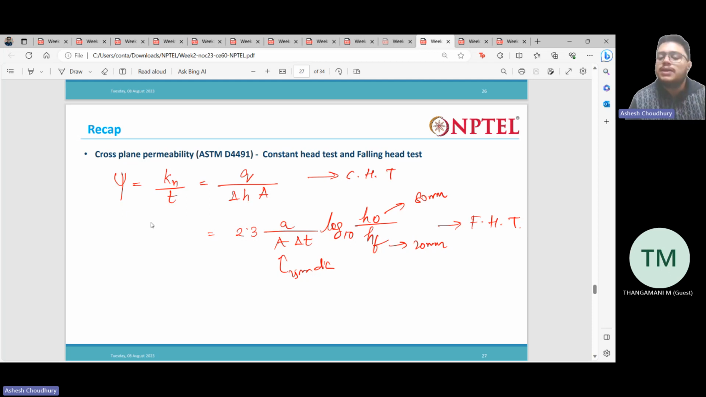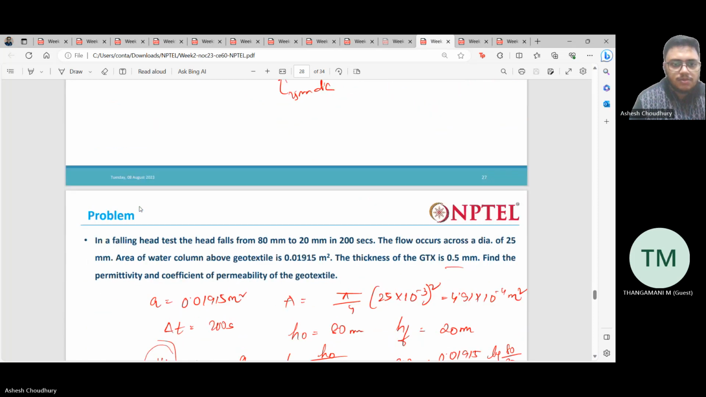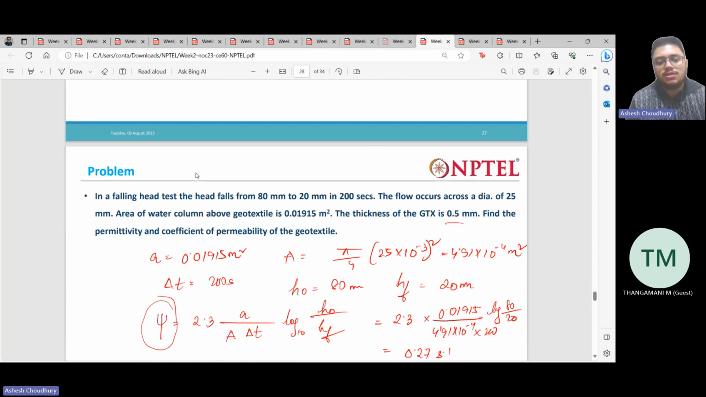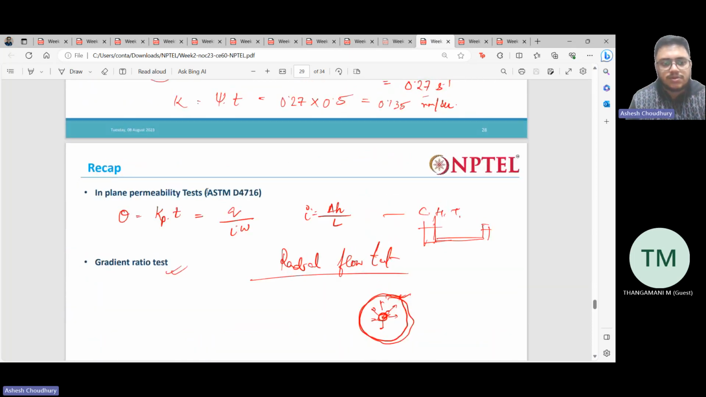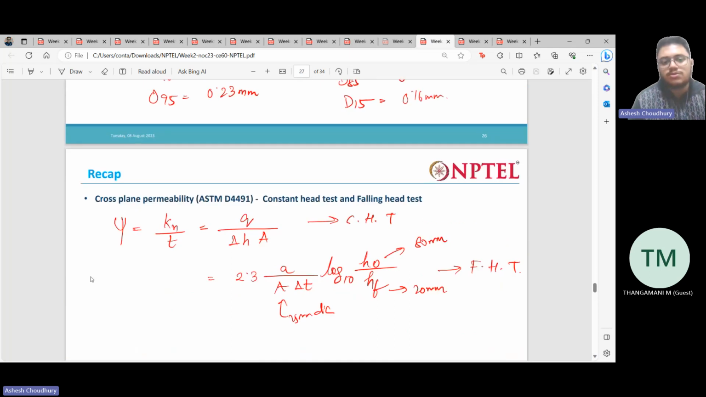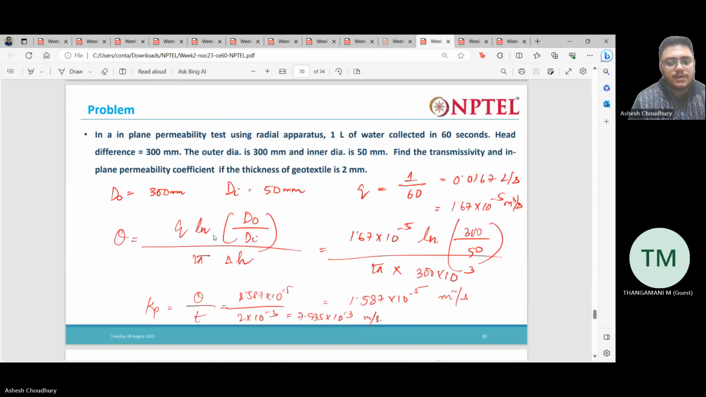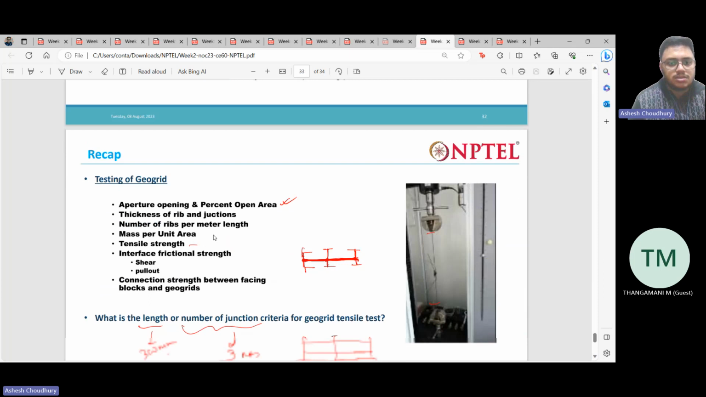So there are two types of permeability in geosynthetics, right? One is the cross plane permeability, one is the in plane permeability. The cross plane permeability is determined by this, and for in plane permeability, one is transmissivity, another one is theta. So this theta is the in plane permeability, and this expression is for the cross plane permeability. We can solve some problems. There are some more properties.